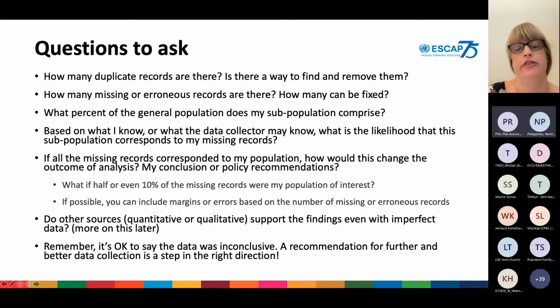Okay, so we were talking about thinking about whether these missing records correspond to my population of interest, and perhaps misinform my analysis or my recommendations, and how much I can live with in terms of that percentage. If possible, it would be good to calculate some margins of error. So assume, what if all the missing records were relevant to my population, or a certain percentage of them? What would the range then be for my final outcome? Maybe my completeness estimate goes from 50 to 60% instead of 55% or 50% or whatever. You get more of a range.